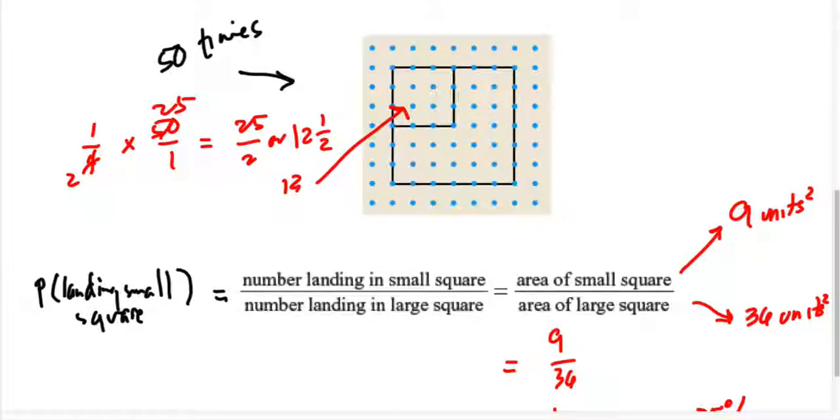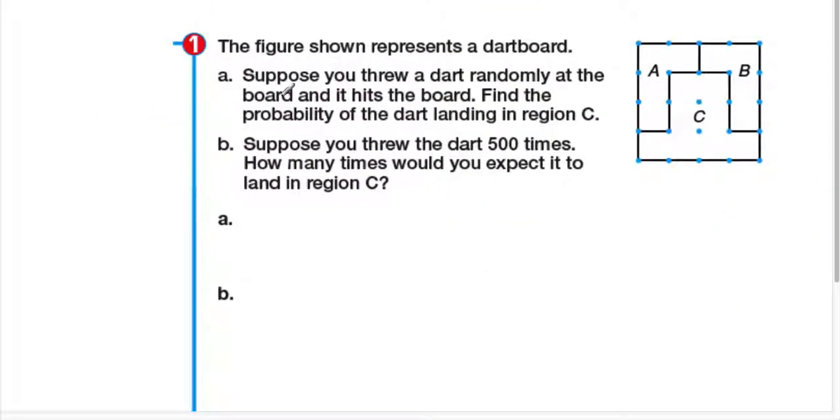All right, time to move back to example number 1. Suppose you throw a dart randomly at the board and it hits the board. Find the probability of the dart landing in region C. And suppose you threw the dart 500 times, how many times would you expect it to land in region C? We will use the same principle that we used in the previous example.